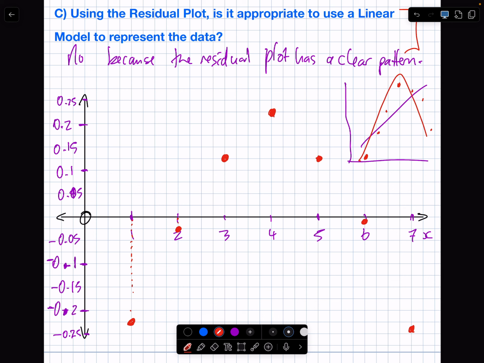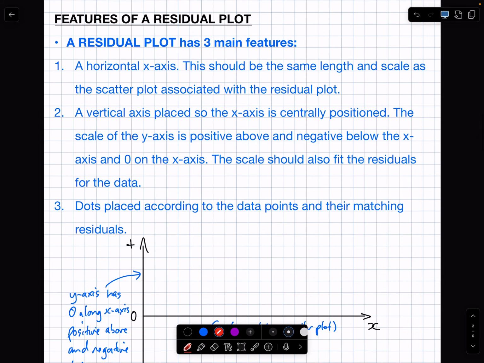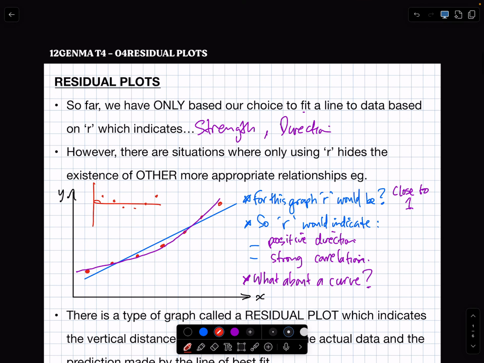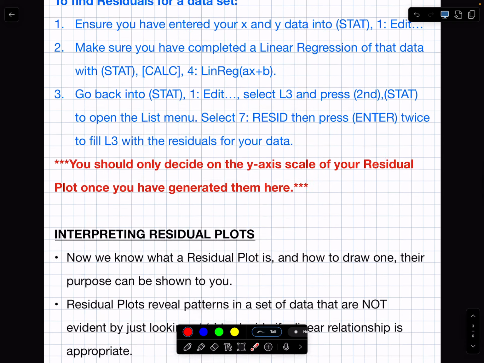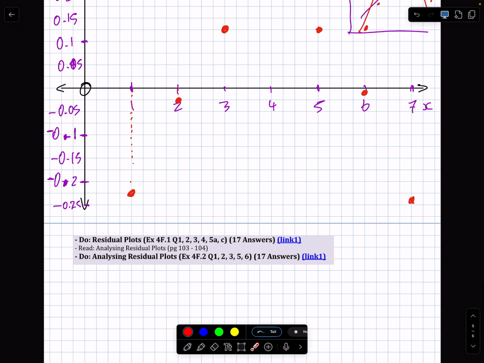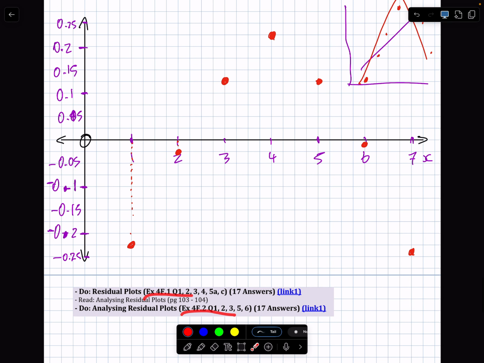Right? So what is the purpose of a residual plot? It's like a second scan to go, right now, r and r squared are telling me that a line is probably appropriate. But if I draw a residual plot, we reveal a pattern there. Linear is probably not appropriate. Okay? So all I want you to do today is 4F1 and 4F2, those answers there. That's kind of long. This question type only pops up every so often, but I can't skip anything. Okay?